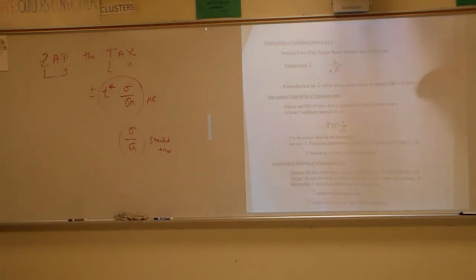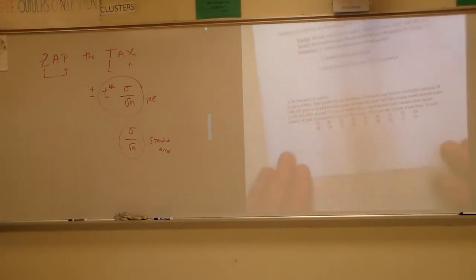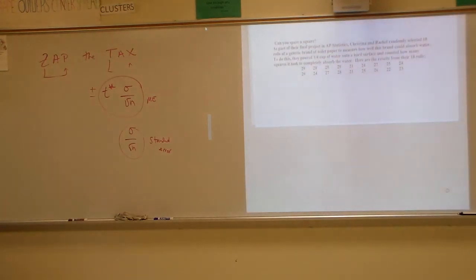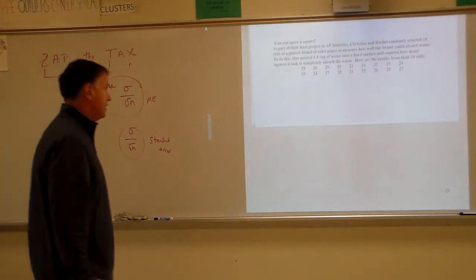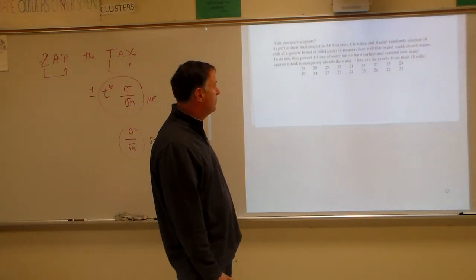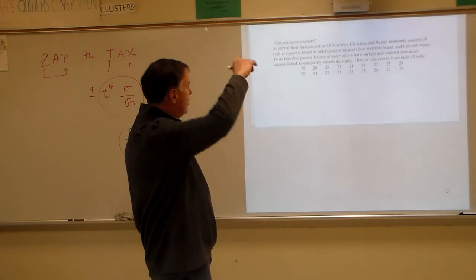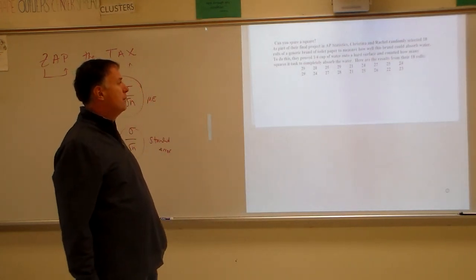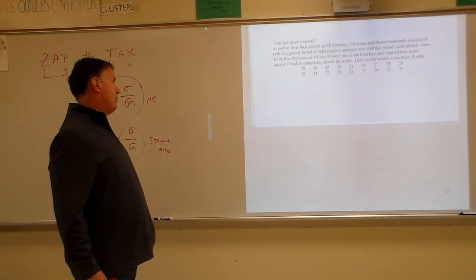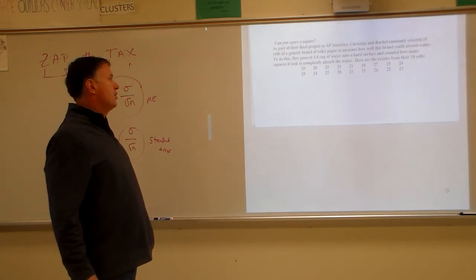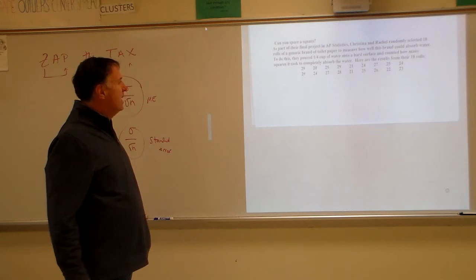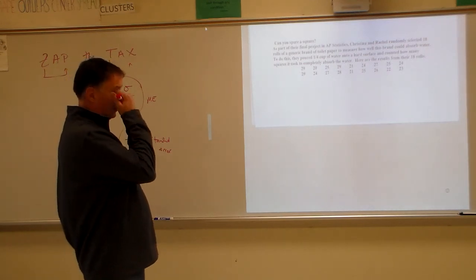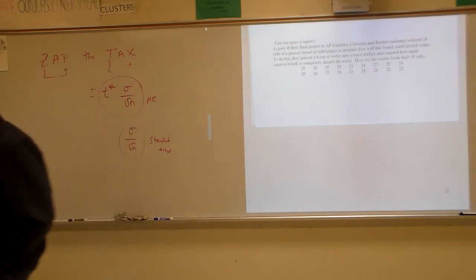Here we go. Can you spare a square? As part of their final project in AP Statistics, Christina and Rachel randomly selected 18 rolls of a generic brand of toilet paper to measure how well this brand could absorb water. To do this, they poured a quarter cup of water onto a hard surface and counted how many squares it took to completely absorb the water. Here are the results from their 18 rolls.